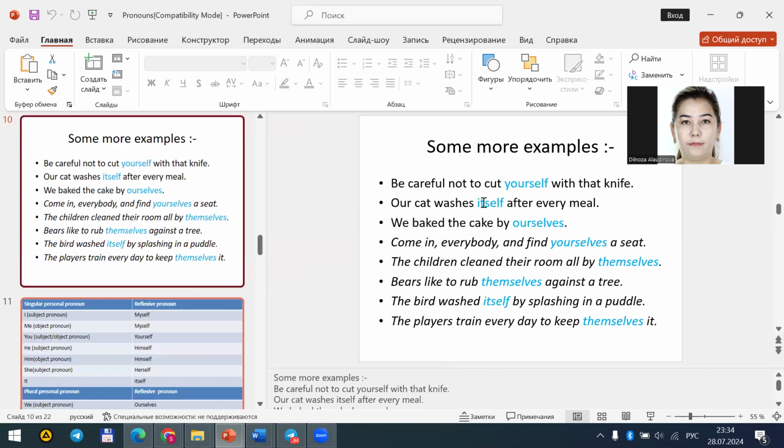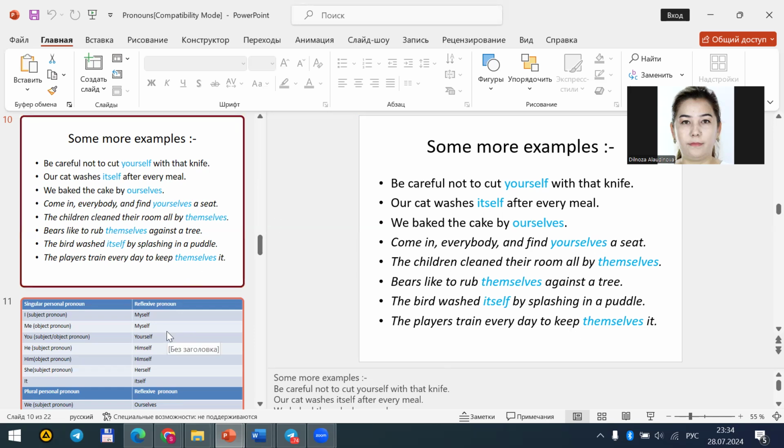Some more examples. Be careful not to cut yourself with that knife. Our cat washes itself after every meal. We baked the cake by ourselves. Come in, everybody, and find yourselves a seat. The children cleaned their room all by themselves. Bears like to rub themselves against a tree. The bird washed itself by splashing in a puddle. The players train every day to keep themselves fit.